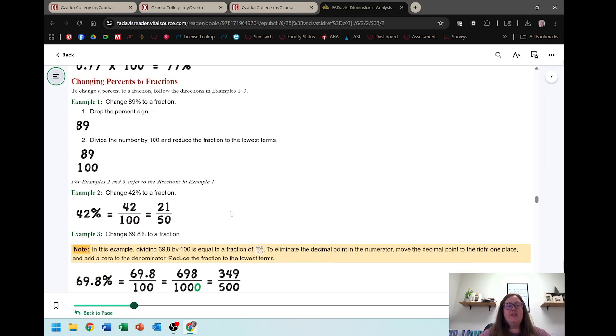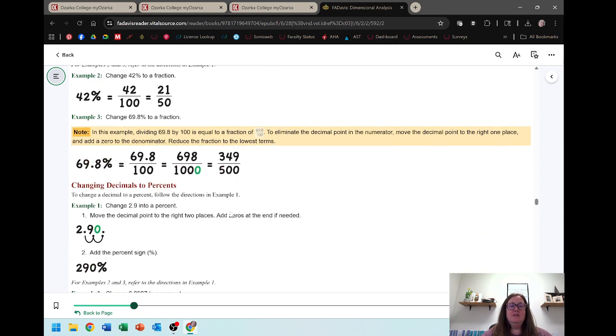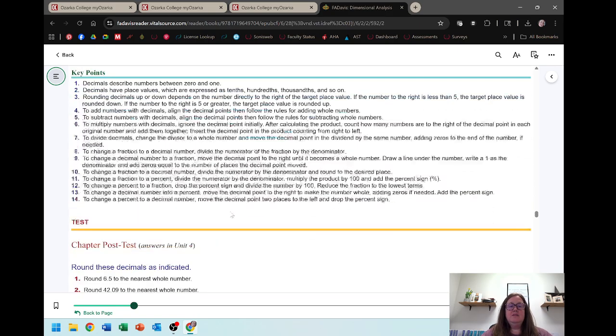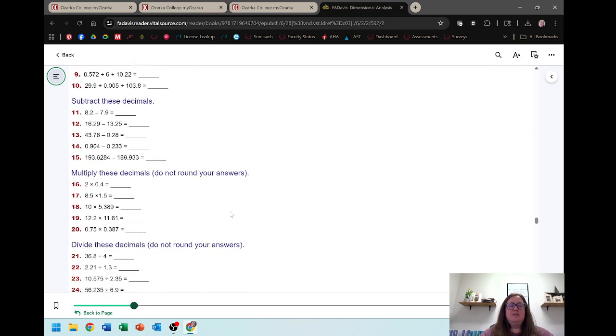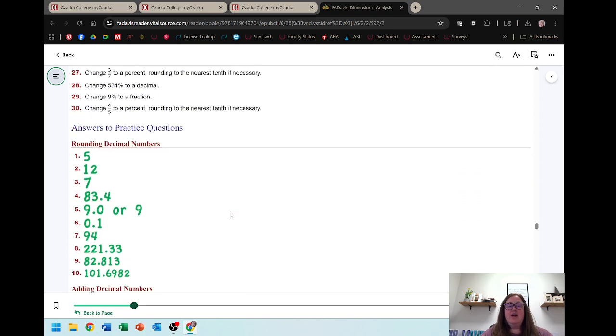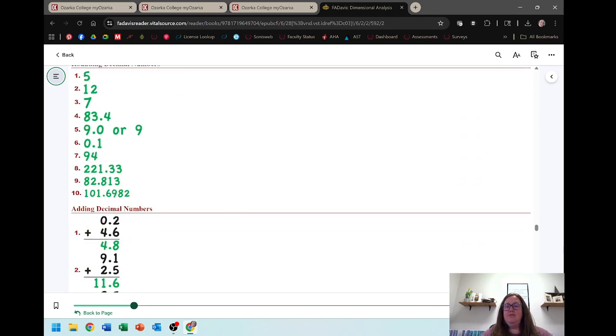Changing a percent to a fraction, like I said, we're going to take away the percent sign. To do that, we divide by 100, reduce to lowest terms. So 89% becomes 89 over 100. Reduce to lowest terms, it is, so we're good. So that covers chapters 2 and 3 for this week.